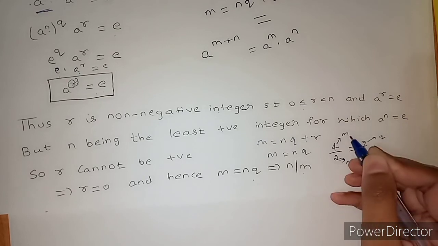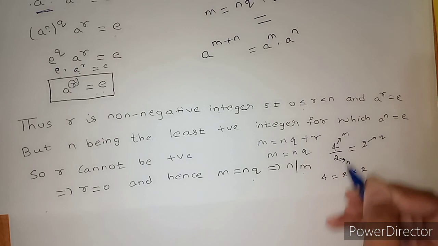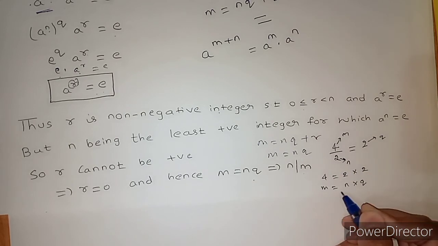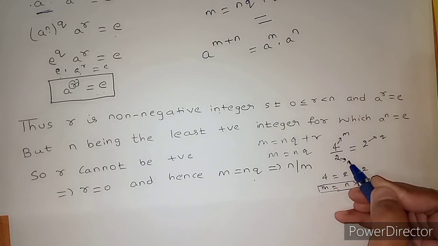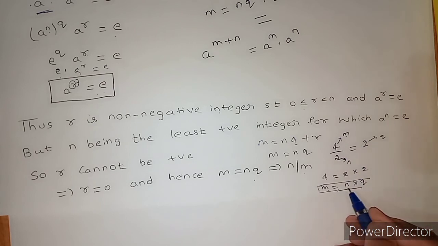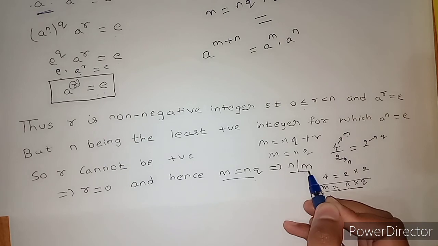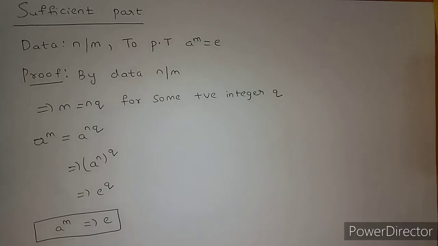Think this is m and this is n and this is q, okay? Here 4 is equal to 2 into 2. 4 is m, 2 is n, into q which is 2. m is equal to nq. Here n is dividing m and m is equal to nq. That implies n divides m, right? So this is the proof. We have got n divides m. This is the direct part proof.